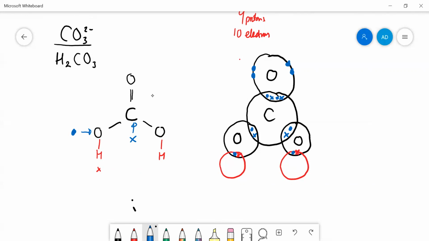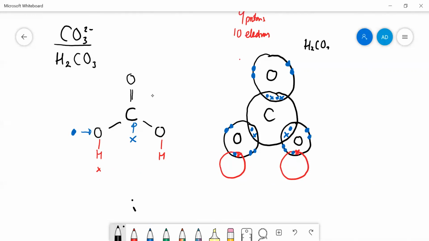The carbon thinks it's got a full outer shell, 2, 4, 6, 8. These oxygens are not complete. I've only got 2 electrons. They should have 6, so I've got to draw 4 more. So do 2 there, 2 there, and same for this one. Okay, so that is our structure for H2CO3, carbonic acid.